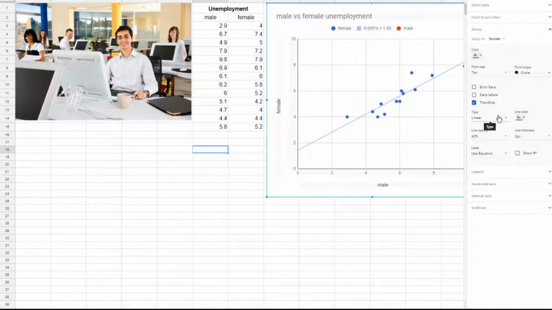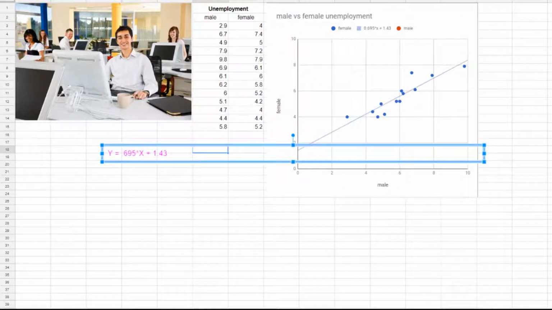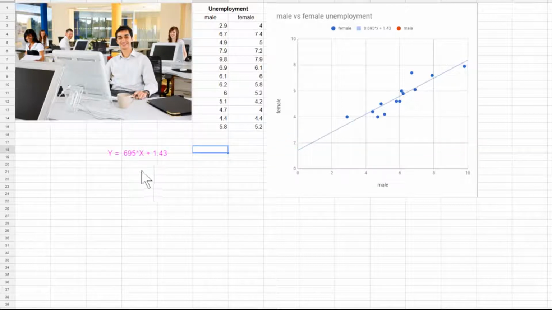The other thing that I did down here is for the label, I told the spreadsheet to use the equation of the line for the label. And that's what this is up here. Now let's look at all of this a little bit more closely. Here is the formula for the trend line. I just copied it down here so it's easier to see. So what is this telling us exactly?